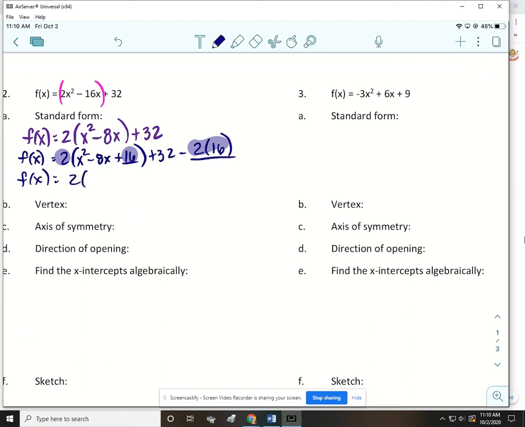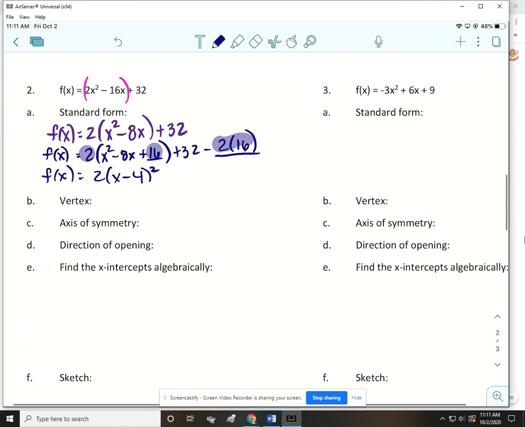All right, and then we'll write this. So that's going to be 32 minus 32, which is 0. So that's it. Okay. So our vertex is the point 4, 0. Because the 2 in front of the parentheses is positive, this one would, oops, I didn't read the direction, sorry. The axis of symmetry is x equals the x part of the vertex. This one opens upward.